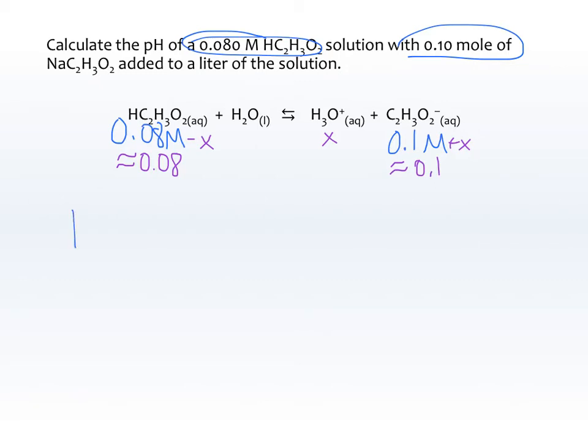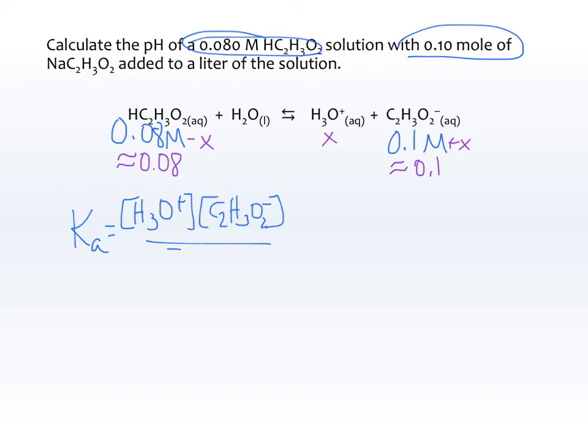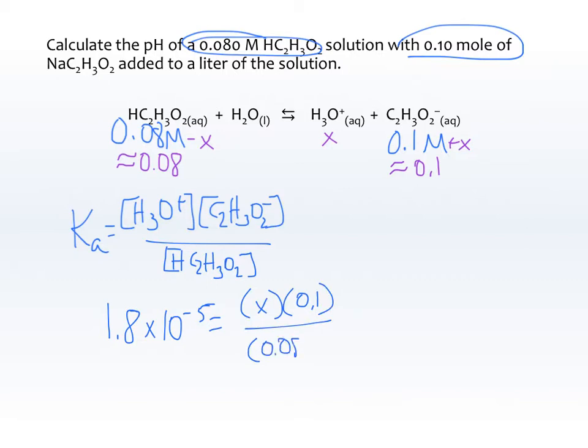So now our Ka expression is also the same as what we did a second ago: H3O+ times C2H3O2- over HC2H3O2. And then plugging in the Ka that we found on our chart and the numbers that we have so far: X times 0.1 divided by 0.08. Let's multiply both sides by 0.08 and divide by 0.1. We get X is equal to 1.44 times 10 to the negative 5. And then that X again represents H3O+.